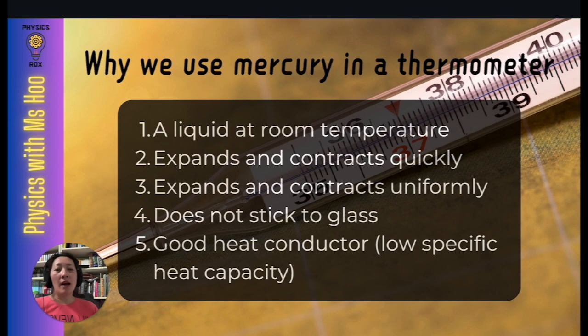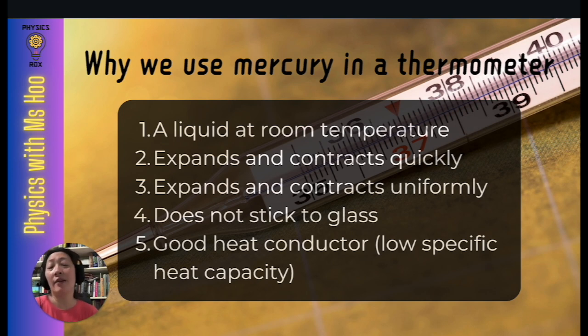The reason why mercury is able to expand and contract quickly is because it is a good heat conductor. That means it has low specific heat capacity. This enables mercury to change temperature very quickly to match the temperature of the material that we are measuring, and therefore it's able to give us the temperature quickly and correctly.